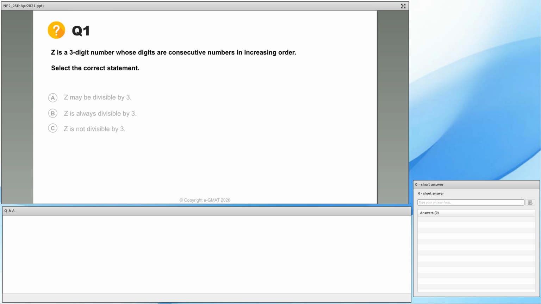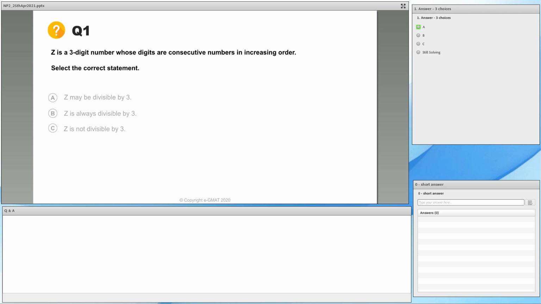So let's talk about question number 1. Here you can go directly for the correct answer. I don't mind even if you don't go for solving. So 3 options for you. Choose the correct answer.